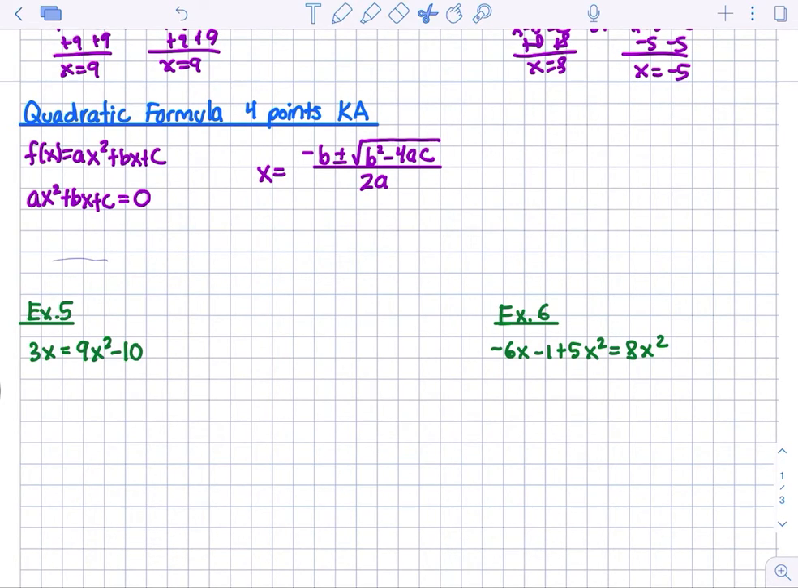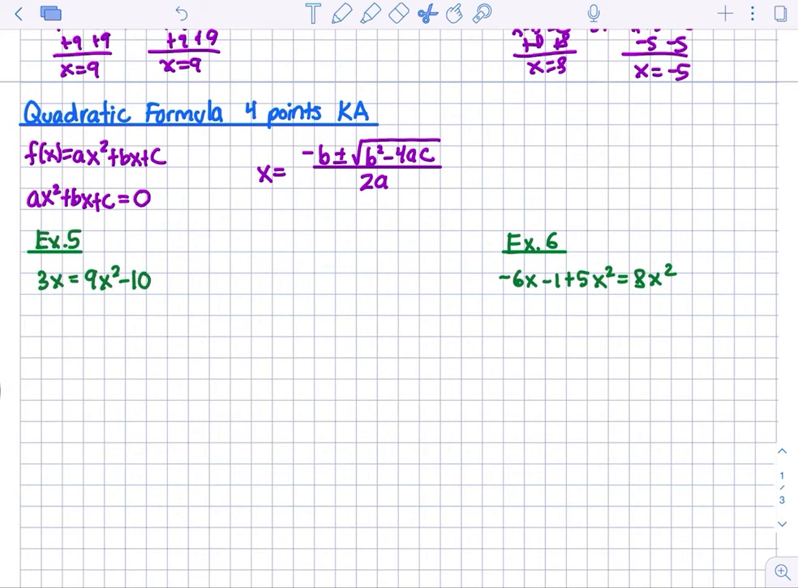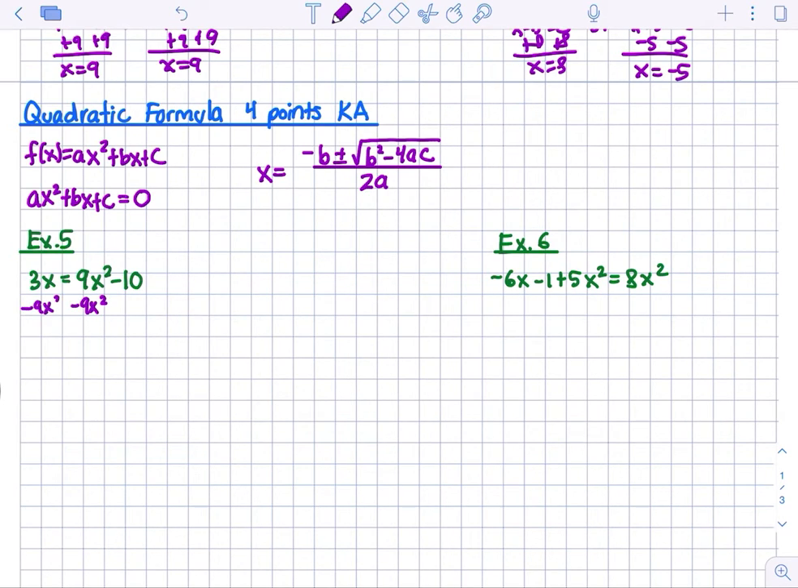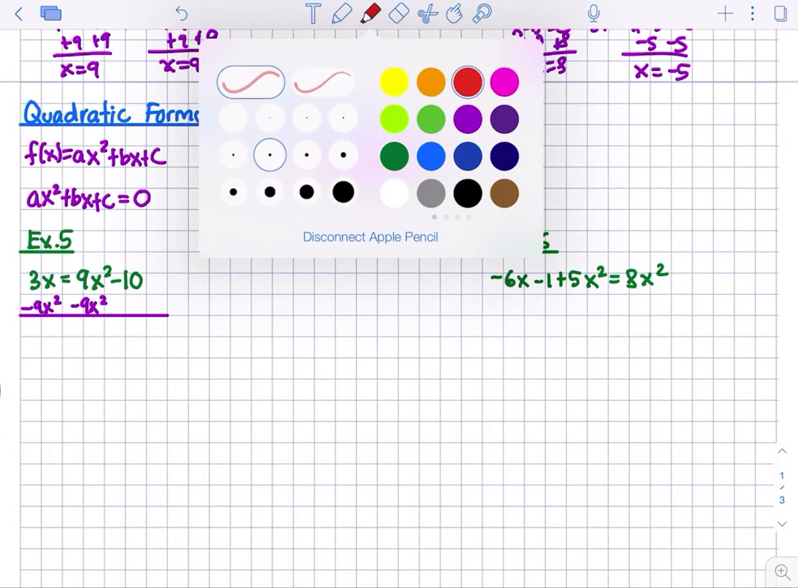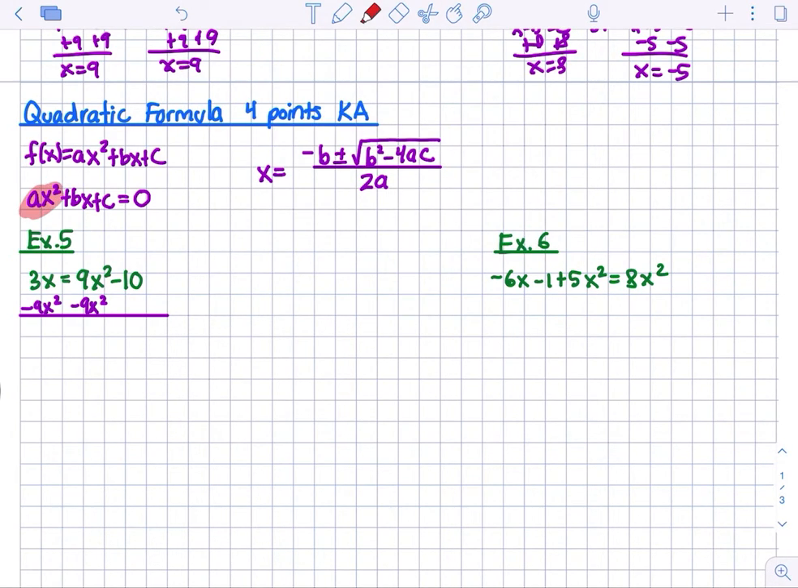So let's take a look at these examples. Look at example 5, right? Example 5, it's not equal to 0, and it's not even in standard form. So I'm going to subtract 9x squared from both sides first. Notice, look at what's in front first. It's the x squared, the one with the x to the second power, so you have to put that in front first. So negative 9x squared plus 3x is equal to negative 10. Now we have to move the 10 over to the left hand side.